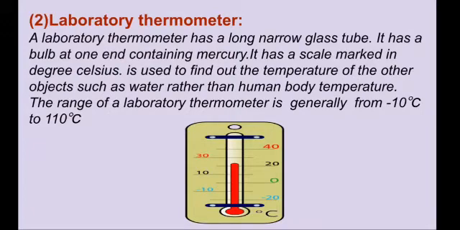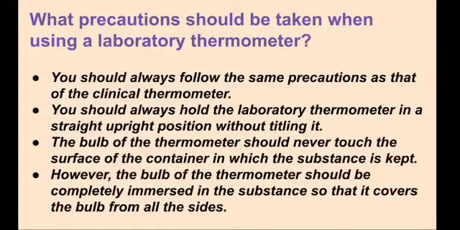And the range of the laboratory thermometer, this line is very important, again make a note of it, is minus 10 degrees Celsius to 110 degrees Celsius, and in the clinical one it was 35 degrees Celsius to 42 degrees Celsius, and the normal human body temperature is around 37 degrees Celsius. This is all about the important points that you need to learn. Now we'll discuss the precautions of the laboratory thermometer. What precautions should be taken when using a laboratory thermometer?